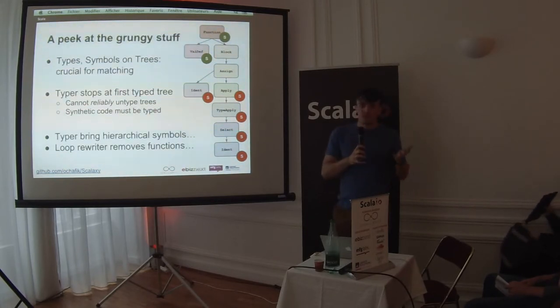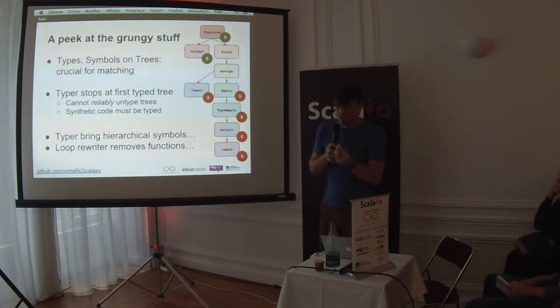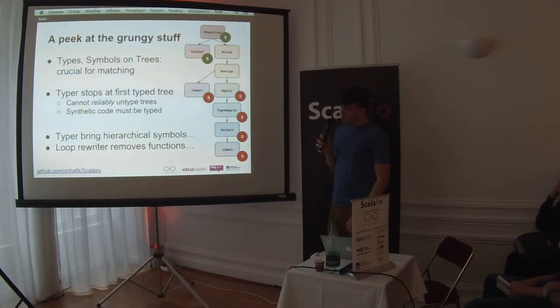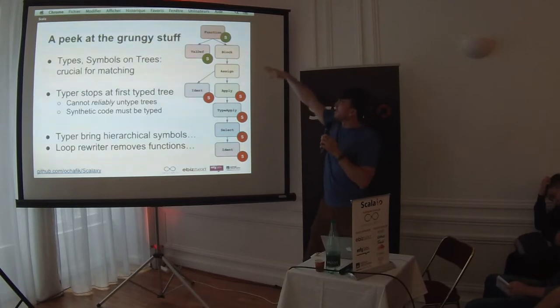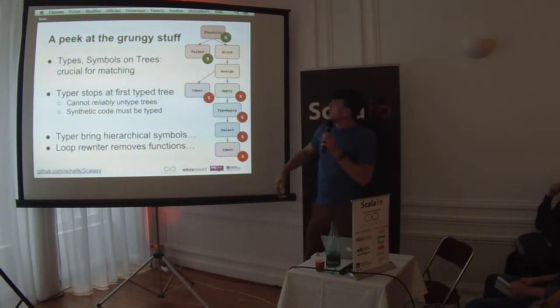Types and symbols are extremely important, because when you want to match a collection, you don't want to match by name. You don't want to match something that is called List, because it might be another List. It might not be the symbol you're actually looking for. So symbols give identity to objects, and types do too. And the problem is, when you try to type a tree, the typer stops whenever it finds a type somewhere, it doesn't recurse. And once you put types, you can't remove them reliably. There are some issues in the compiler.